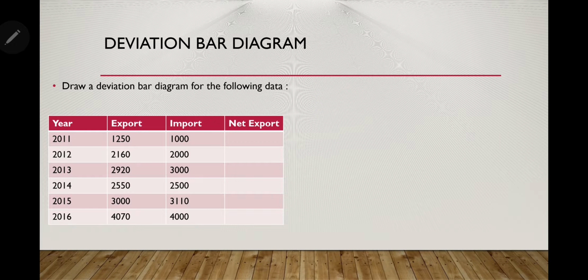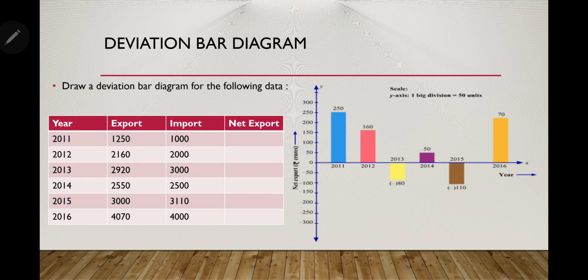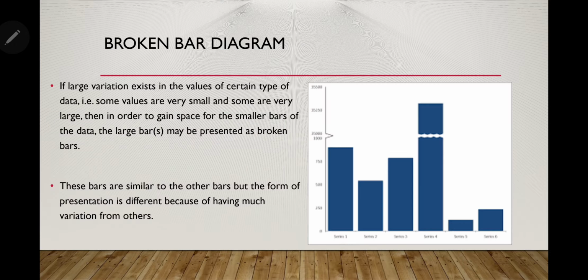In this type of diagram, first of all we need to calculate the value which we have to plot. For example, I have been given the value of export and import. So first step is to calculate net exports, which will be calculated by subtracting imports from export. After calculating net export, the next step is to plot the values. All the positive values will be plotted on the positive quadrant, whereas all negative values will be plotted on the negative quadrant as shown in the diagram.